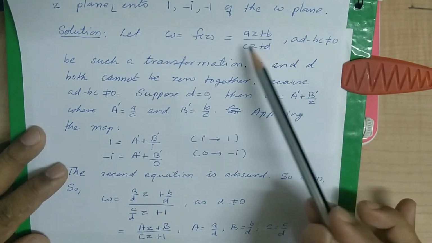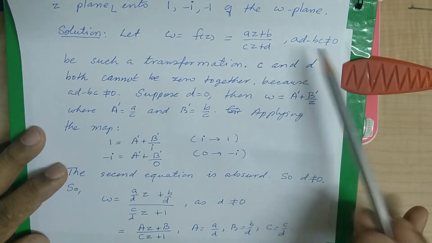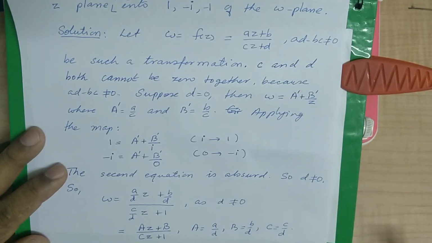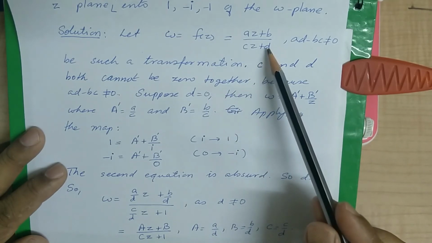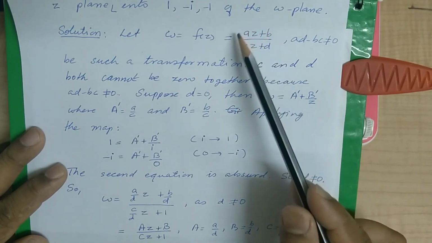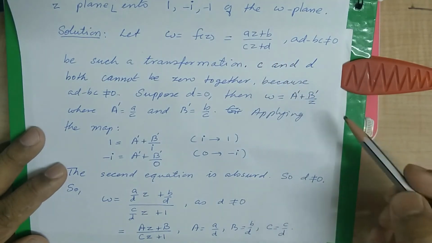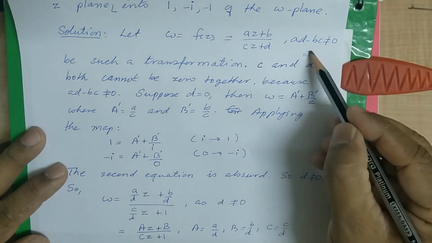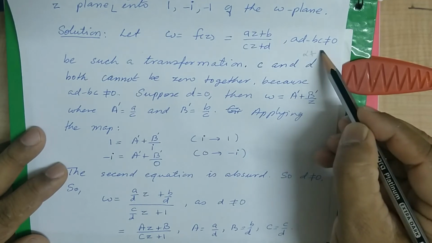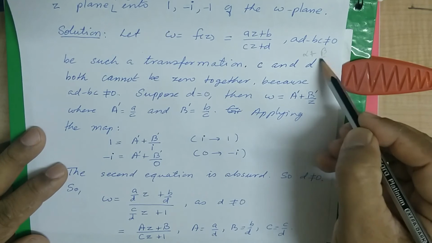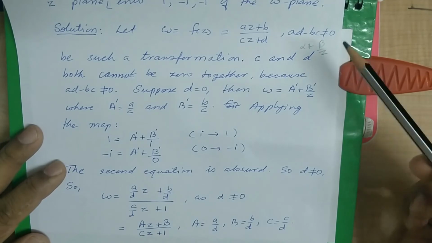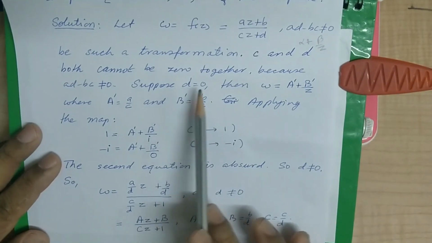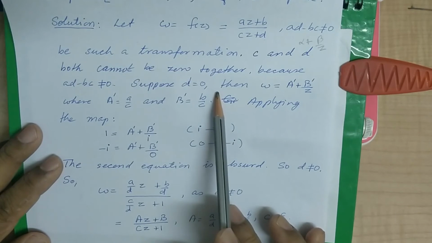Now c and d both cannot be 0, because if both of them are 0, this condition is not satisfied. So let me take the case d not equal to 0. Now if d happens to be equal to 0, what happens? If d is equal to 0, this is simply of the form alpha plus beta by z. And then we can give a different argument. First, let us just proceed with this assumption. So suppose d is not equal to 0.